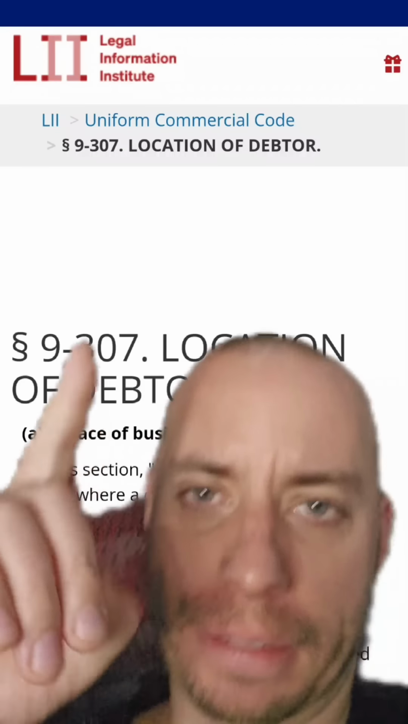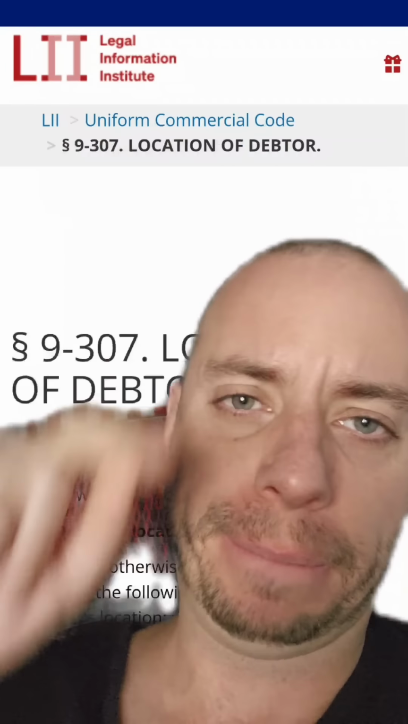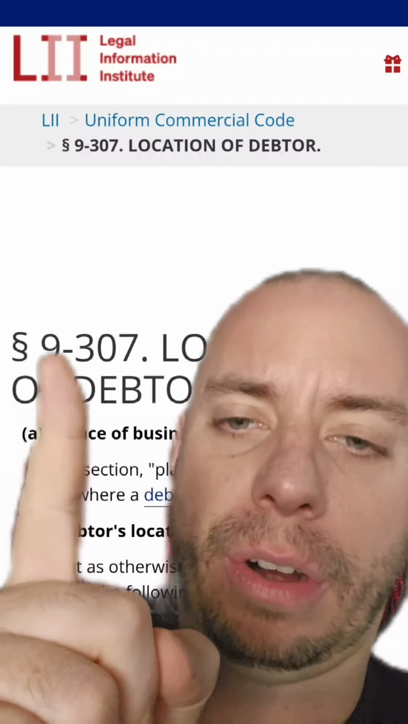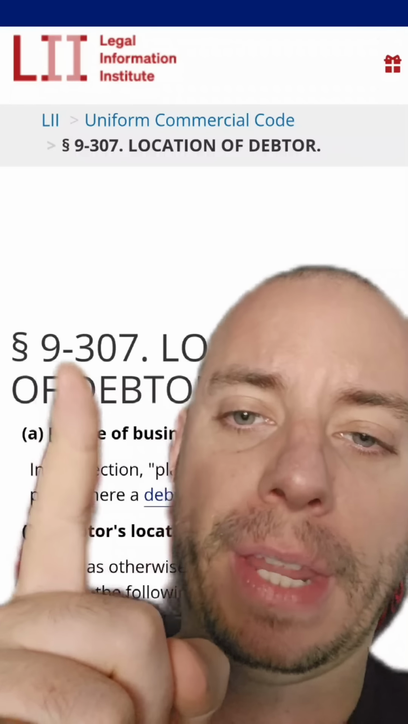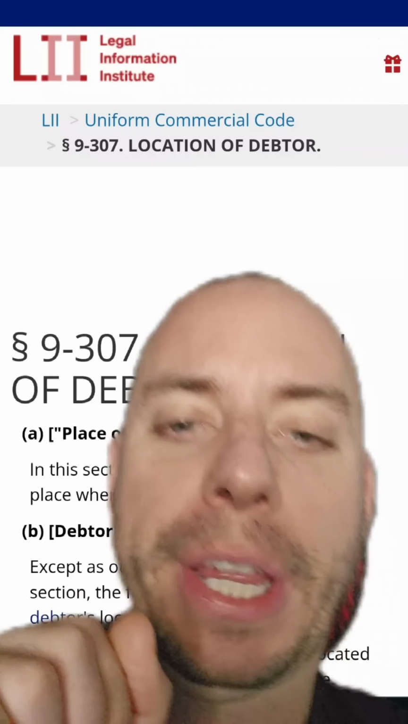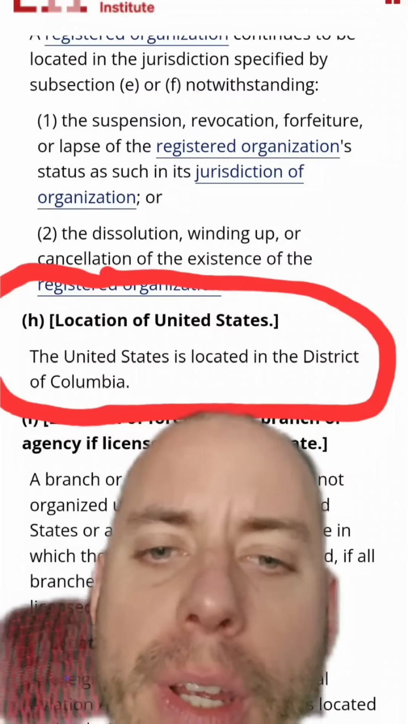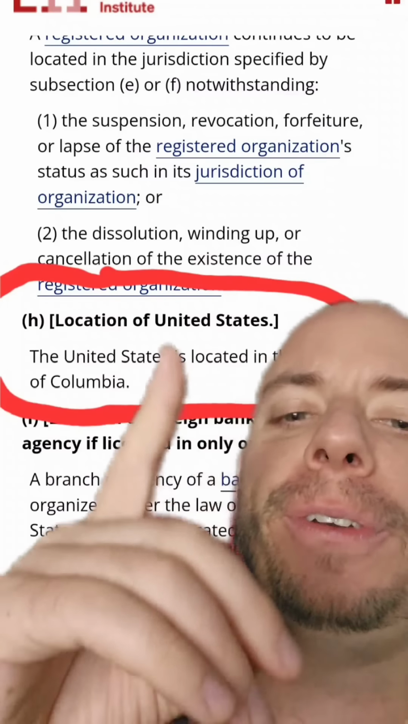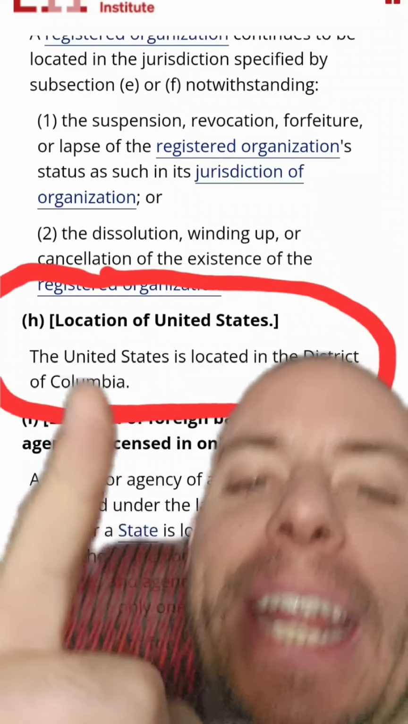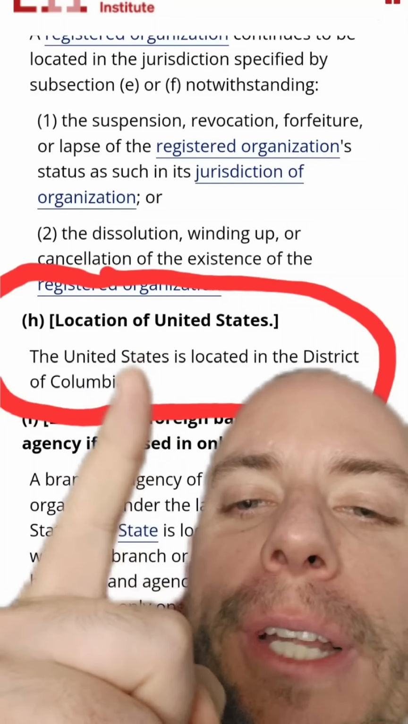We're going to go to a different body of law called the Uniform Commercial Code, otherwise known as the UCC. We're going to go to 9-307. Just like the United States Code goes by titles, the Uniform Commercial Code goes by articles. Article 9 is sort of like the 9th section, and the subsection within that article is 307. We're going to scroll down to section H. Location of United States: the United States is located in the District of Columbia.